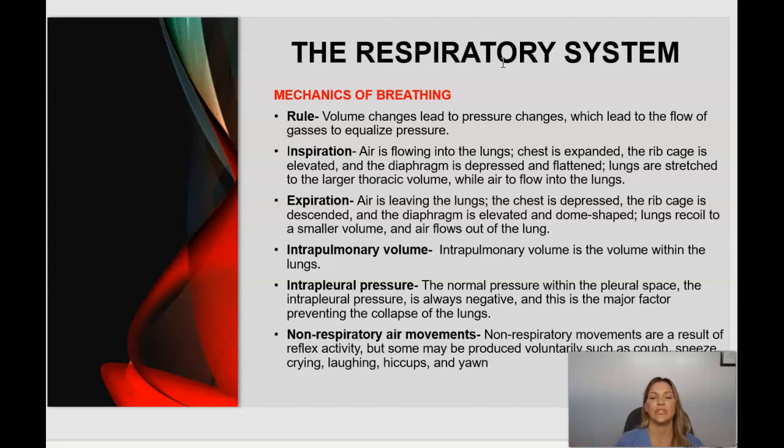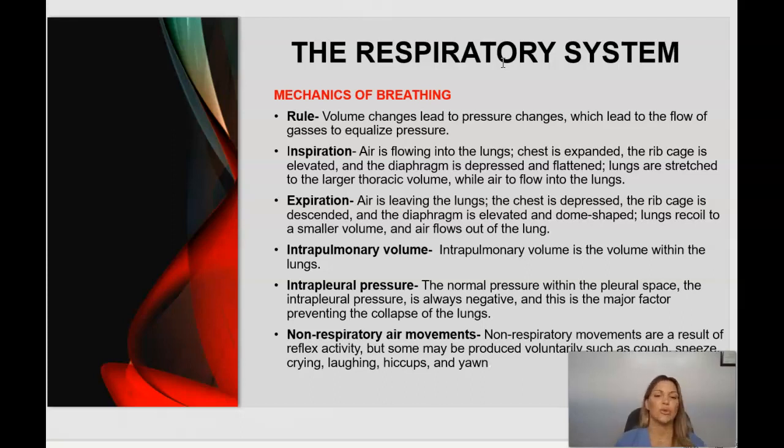So with inspiration, when you're taking a deep breath in, air is flowing into the lungs, your chest is expanded, the rib cage is elevated, and the diaphragm is actually depressed and flattened. Lungs are stretched to the larger thoracic volume while air flows into the lungs. With expiration, of course, when you're breathing out, air is leaving the lungs. The chest is depressed, the rib cage is smaller, and the diaphragm is now open or elevated. Our lungs recoil to the smaller volume and air flows out of the lung.